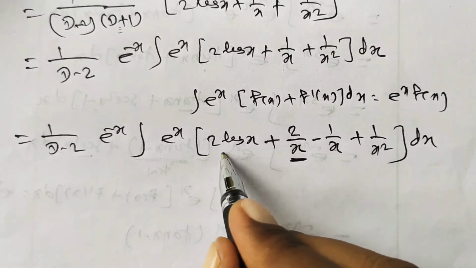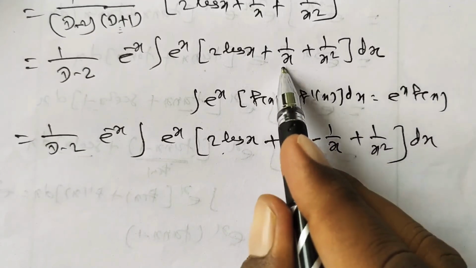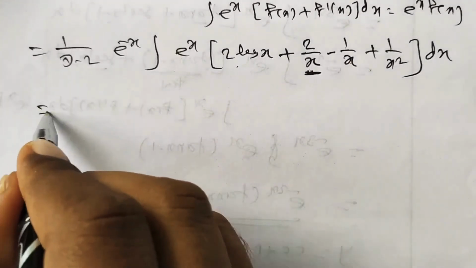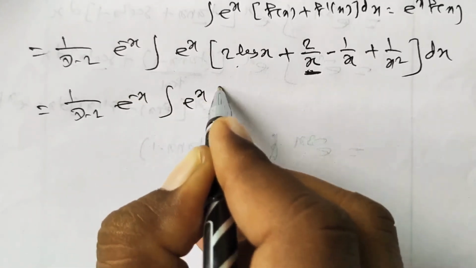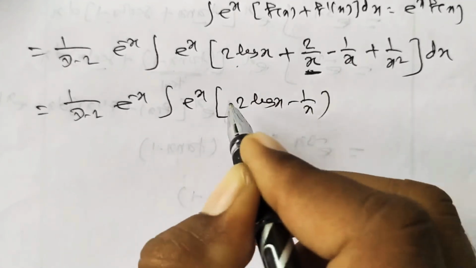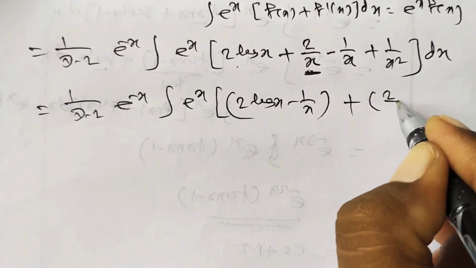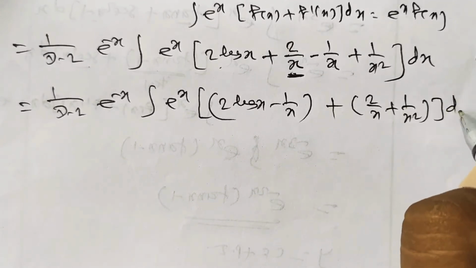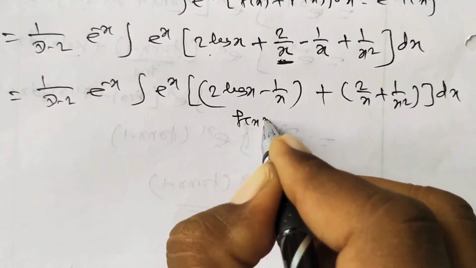How do we decide? The derivative of 2 log x is 2/x. So we write 2/x, but in the original function 1/x is given, so from 2/x subtract 1/x. Now which one is f of x? 1 upon (D minus 2) into e^(minus x) into the integration of e^x. So this 2 log x minus 1/x, we write in one bracket, and plus 2/x plus 1/x² in another bracket, then we can denote this 2 log x minus 1/x by f of x.